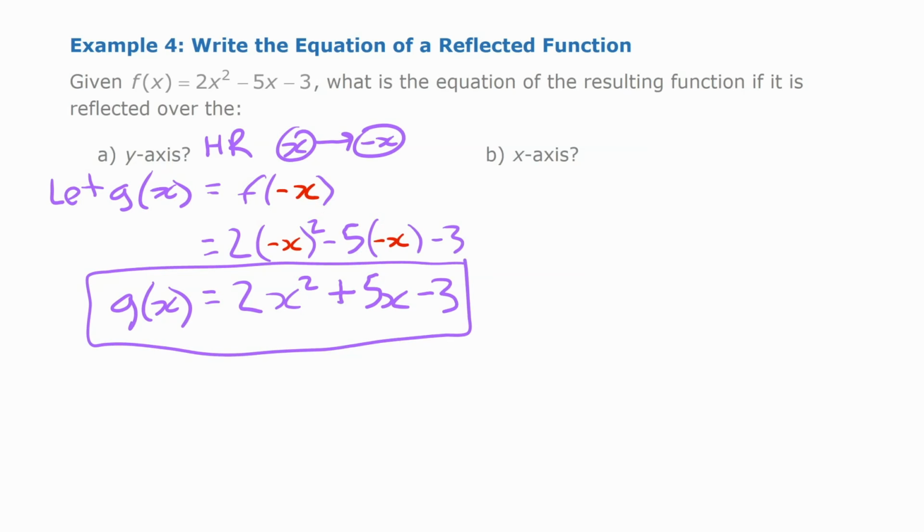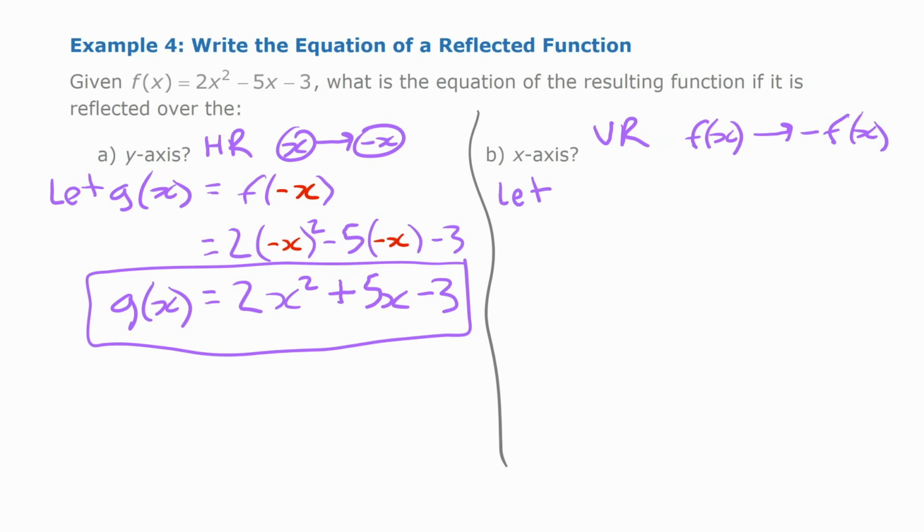Now, second here, if we want to reflect it over the x-axis, this is actually a vertical reflection. If the mirror is horizontal, it's a vertical reflection. And if the mirror is vertical, it's a horizontal reflection. So if we're going to do a vertical reflection, what we need to do is take f of x and multiply it by -1, or in other words, turn it into negative f of x. So I'm going to say let h of x equal our transformed function. So we need to take f of x, and we need a negative out front.